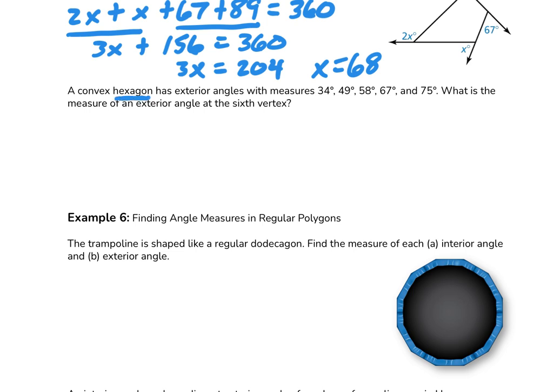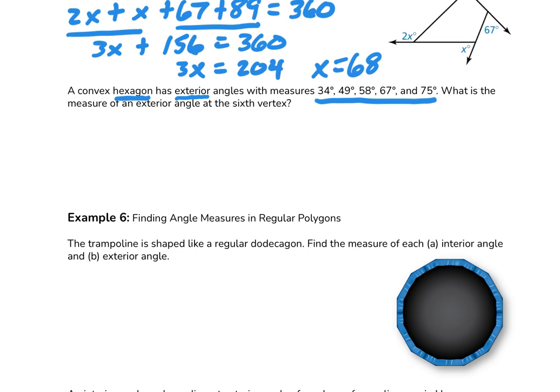Hexagon. Hexagon is how many sides? Six. Okay. Hexagon is 6 sides. Okay. And the key words that we're looking for here is we have a 6-sided figure because it's a hexagon, and we're talking about the exterior angles of that hexagon. So what do we know about the exterior angles of any figure? They add up to be 360, okay?